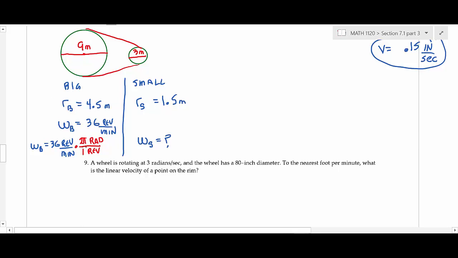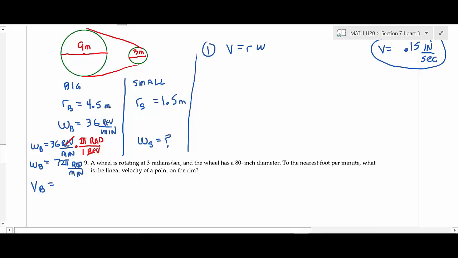So if you multiply that straight across, the revolutions are going to cross out. So I'm going to end up with the angular velocity of the big circle is 72 pi radians per minute. So we got that. And you do have to do that before you can do anything else in the problem. The next thing I'm going to do is the linear velocity of the big circle. Now we learned the formula a few minutes ago, and that formula goes like this: V is equal to R omega.